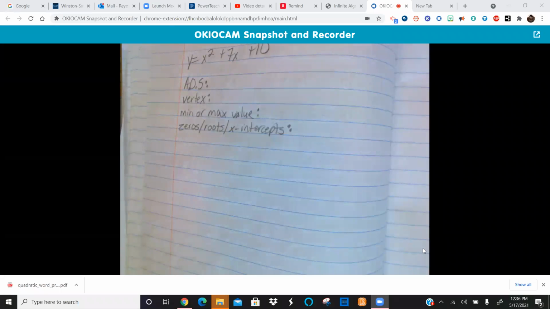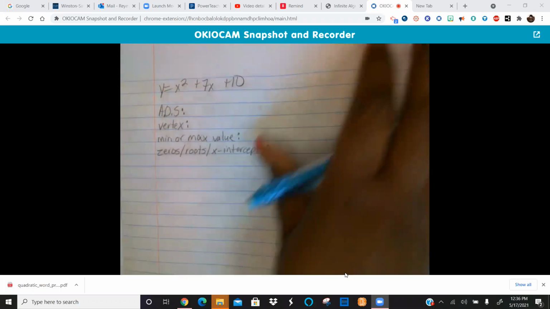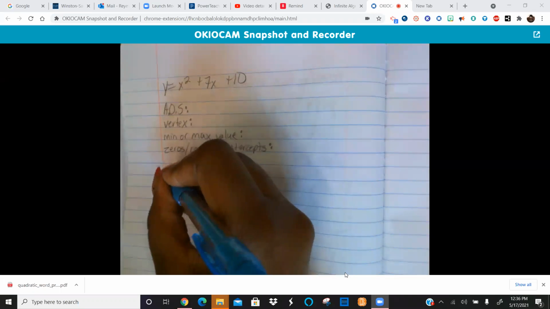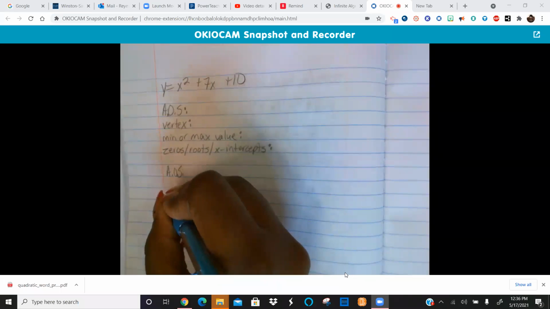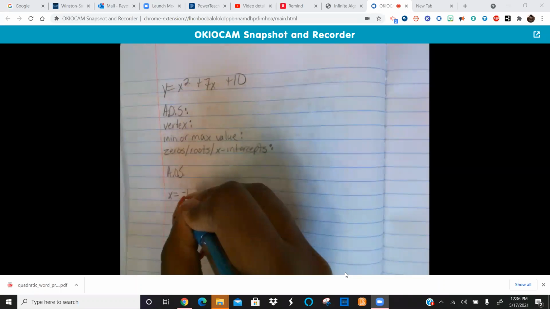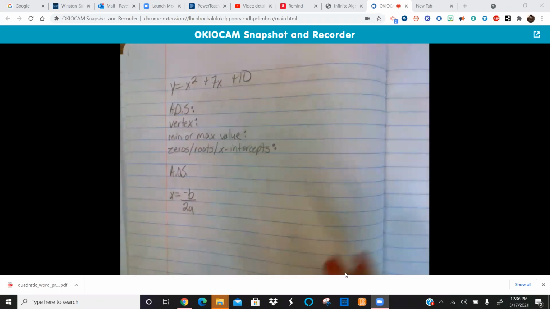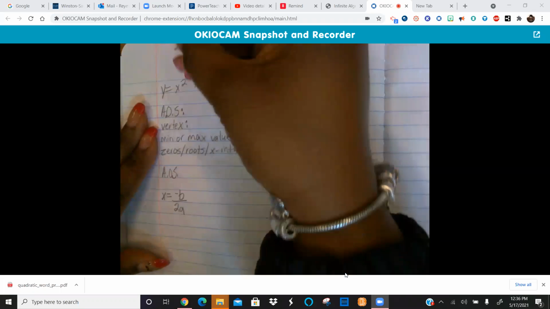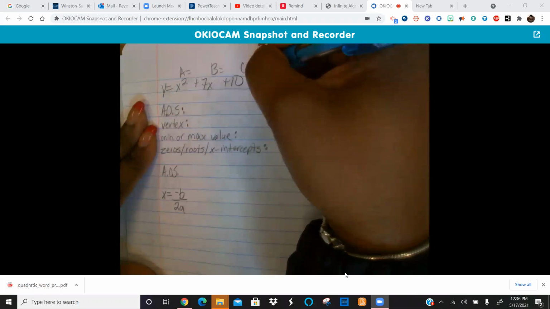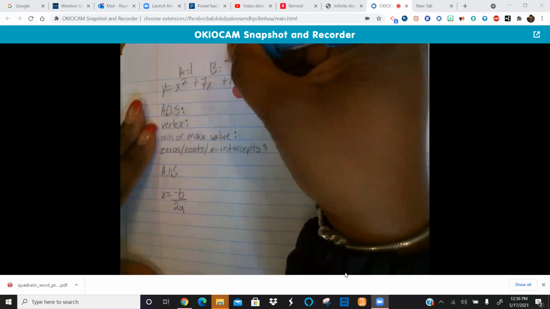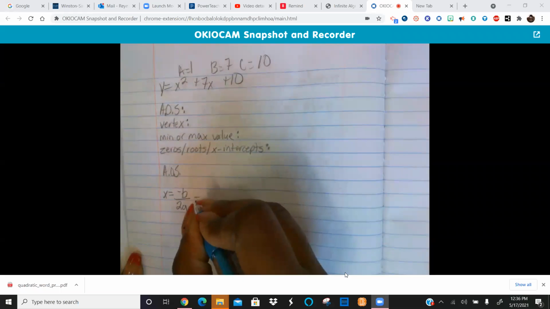All right, so with this one, the first thing we're going to do is find our AOS, our axis of symmetry. So we use the formula for axis of symmetry, which is x is equal to negative b divided by 2a. So we're going to list our A, our B, and our C. What's our A? 1. What's our B? 7. And what's our C? 10.